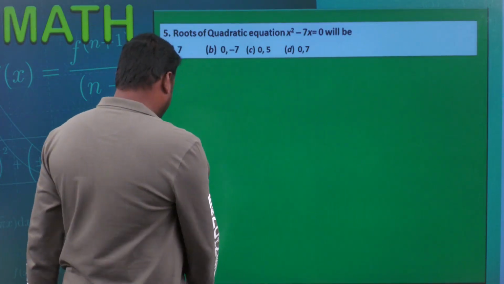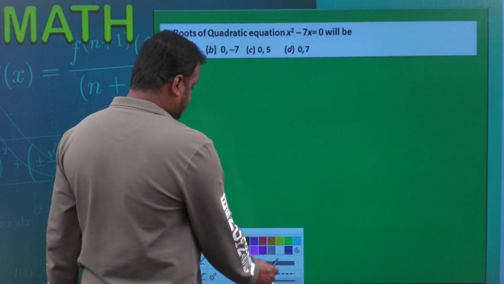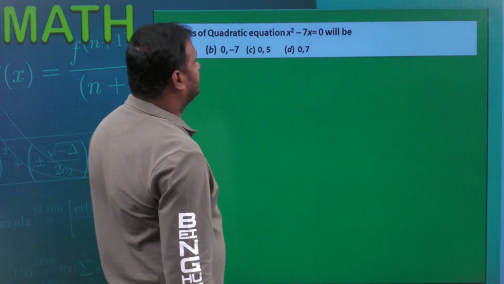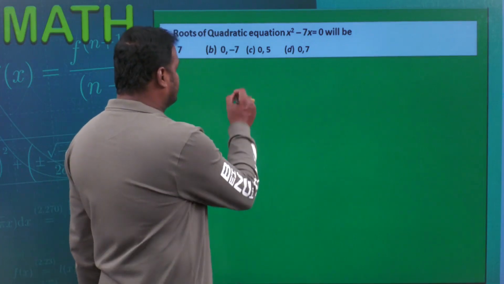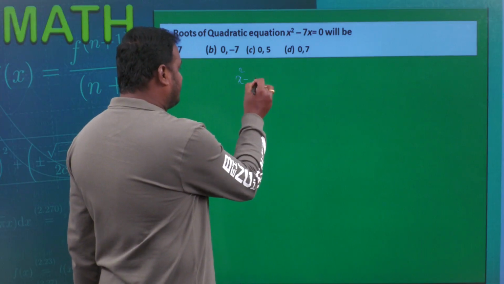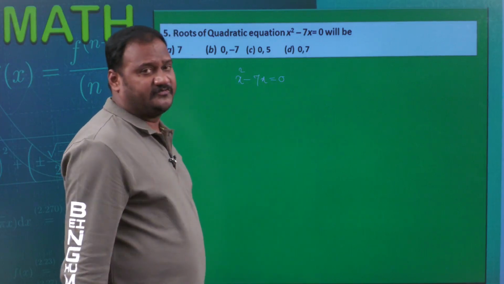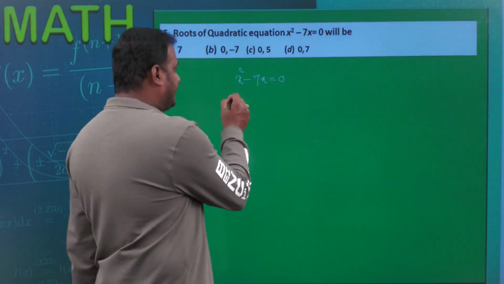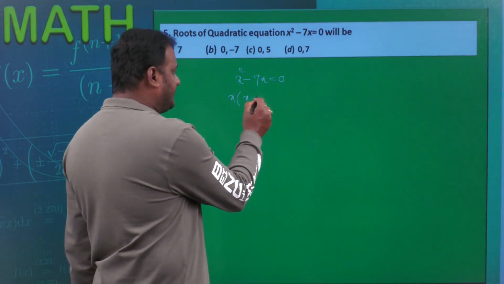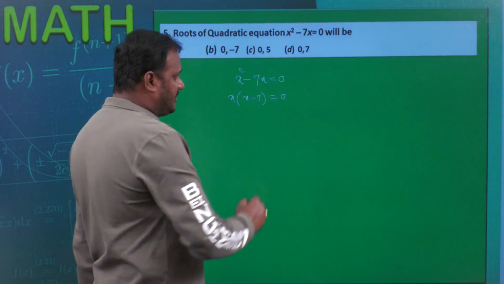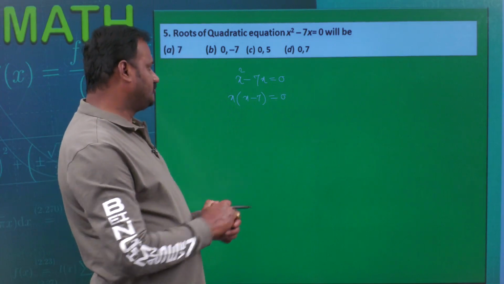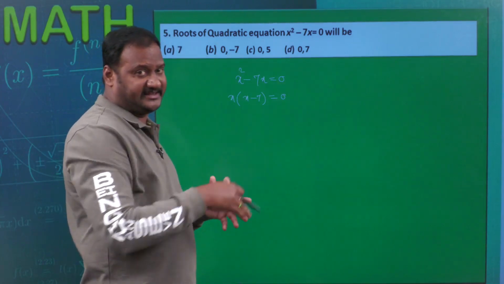Here it is. The roots of the quadratic equation. What is the quadratic equation here? x square minus 7x equal to 0. x square minus 7x is equal to 0. In order to find the roots, you need to factorize this. So you can take one x common from both of them. Then it would be x into x minus 7 is equal to 0. Now you will have to understand that you don't transpose x that side, because you want x only.